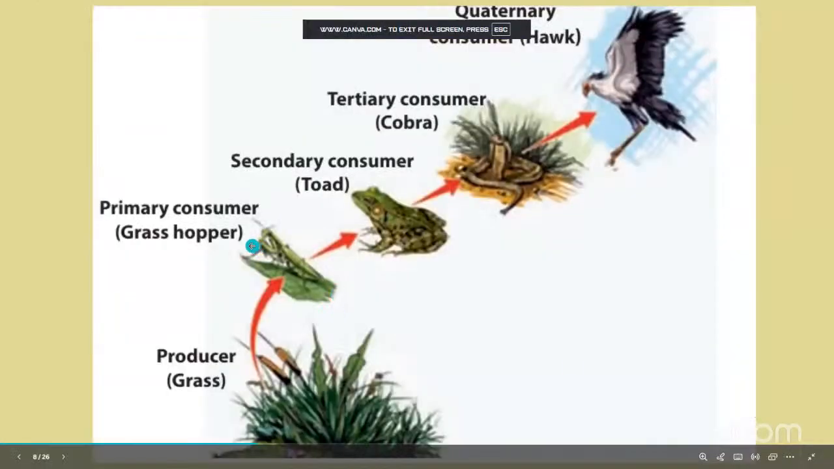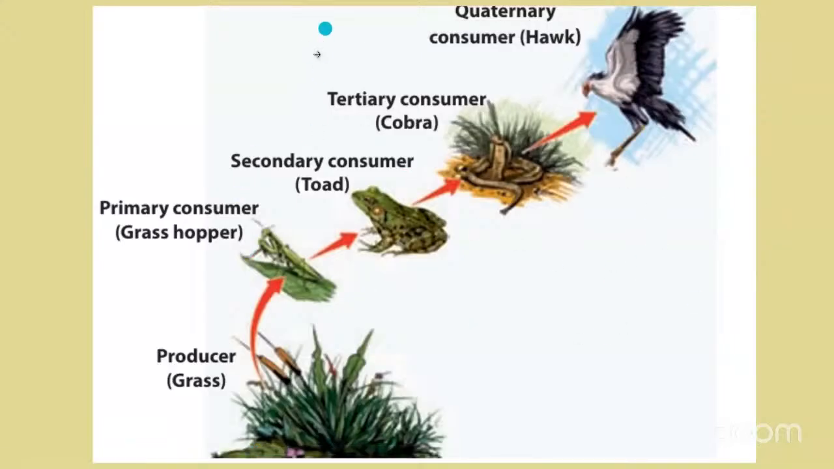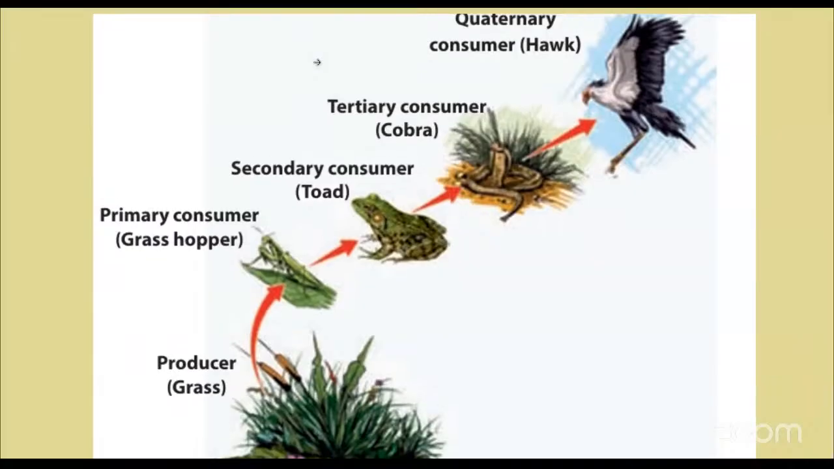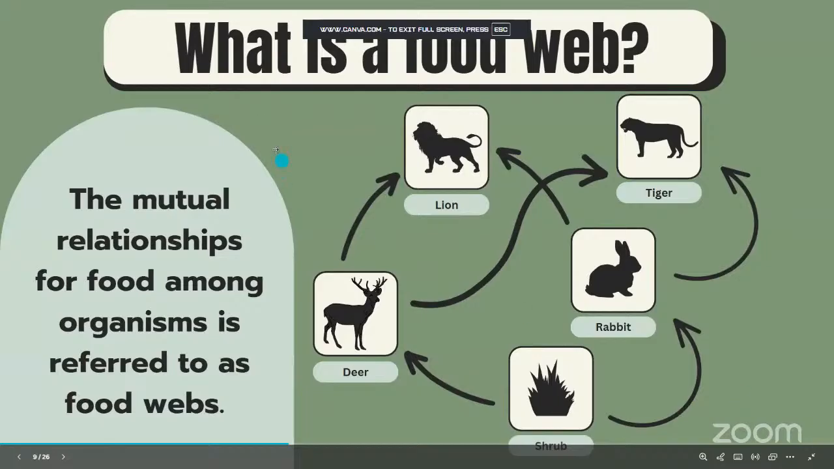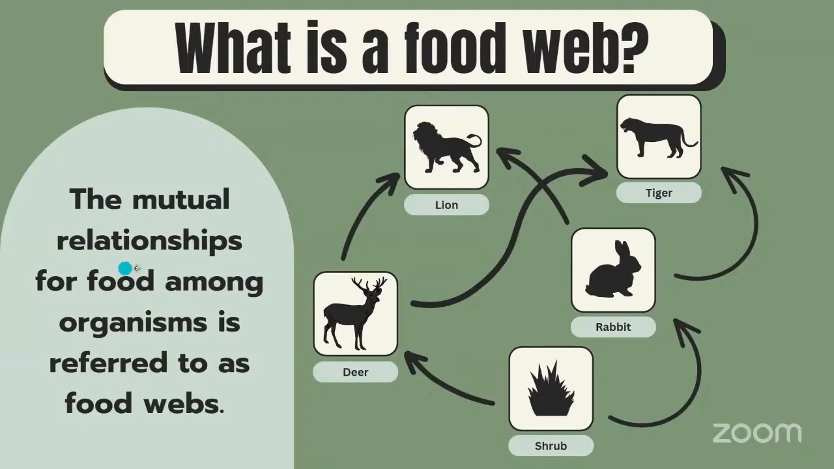So this is what is given in the textbook. I found this picture very unclear and ugly, which is why I had to put that one. Right. This is nice. Teacher, if there are more than 3 chains, then it's a food web. Yes. So the chains are supposed to be interconnected. They are not supposed to exist separately. They should be interconnected. Only then you can call them a food web. So you can see a food web. This is the definition given in the textbook, right? The mutual relationships for food among organisms is referred to as food webs.